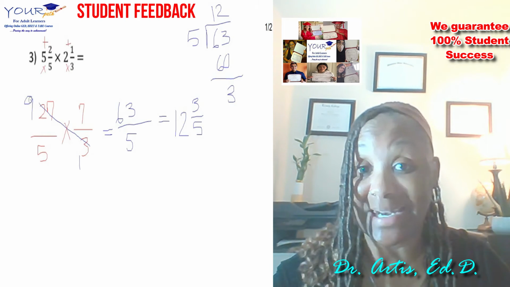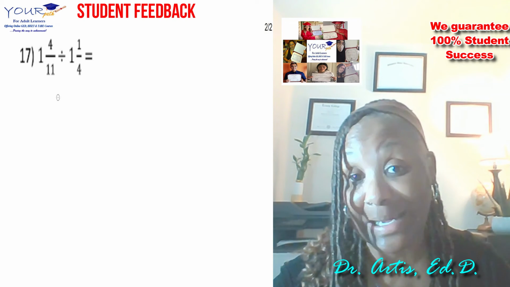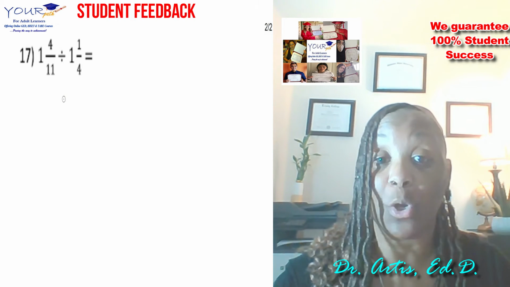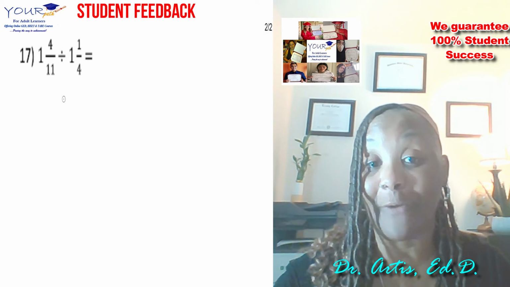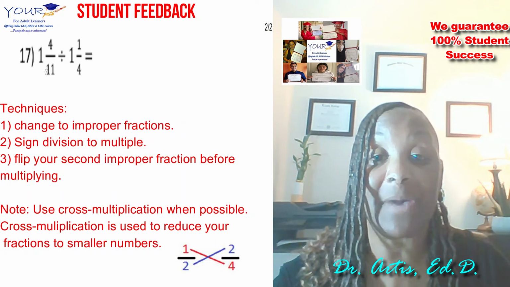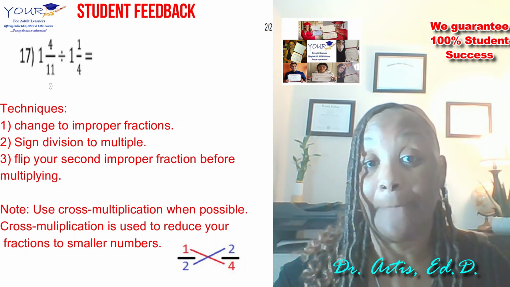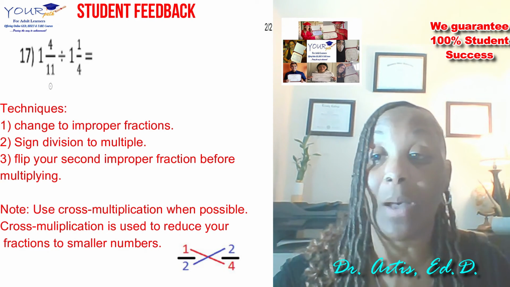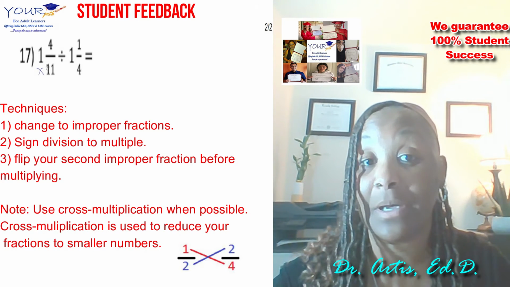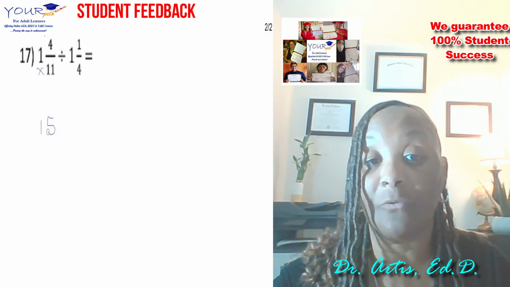Now let's look at dividing. So here we have number 17 where we're dividing mixed numbers. In order to divide mixed numbers, we're going to do the same thing. We're going to actually turn our mixed number fractions into improper fractions and then multiply. But there are some other steps or techniques that you want to pay close attention to when you're dividing mixed numbers, okay? So I'm going to talk about them. Here we have 1 times 11 is 11, plus 4 is 15. So we have 15 over 11.